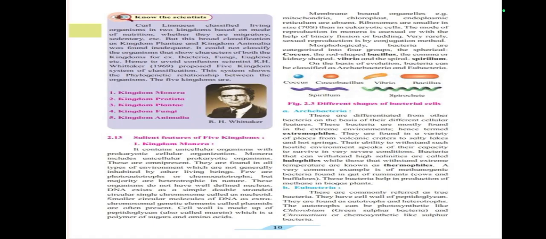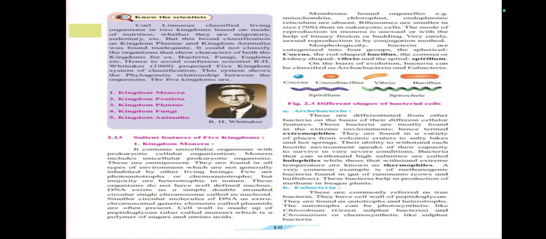The scientist Carl Linnaeus classified living organisms into two kingdoms based on the mode of nutrition, whether they are migratory, sedentary, etc. But this broad classification as kingdom Plantae and kingdom Animalia was found inadequate. It could not classify the organisms that show characters of both kingdoms, for example, bacteria, fungi, euglena, etc.